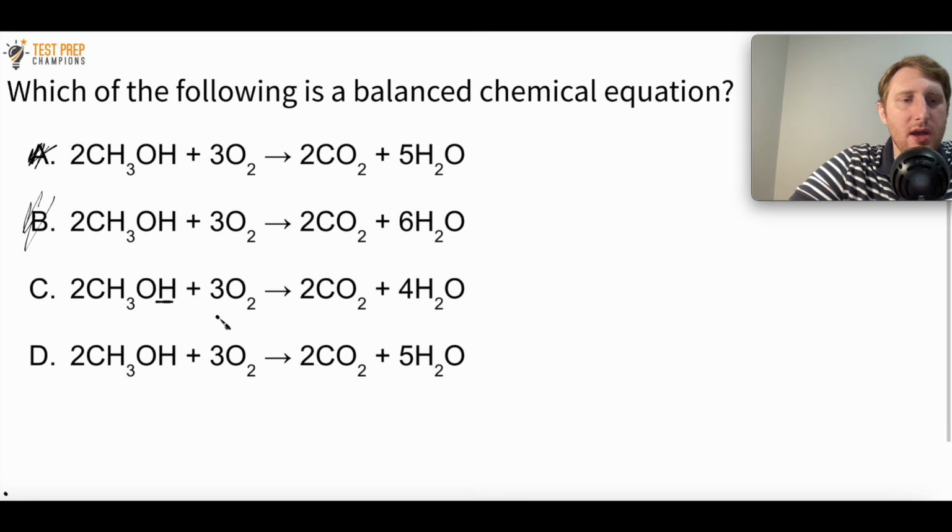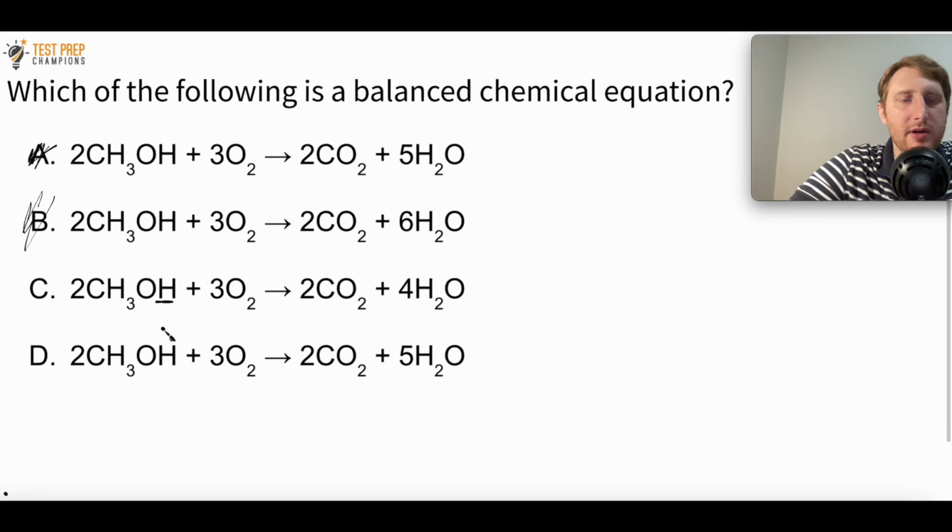Okay, so for the O's, I know that I've got this one O right here times 2 because I see this 2 out front here. So far I have 2 oxygens, or 2 O's. Then I also have this 3O2. So 3 times 2 is 6. So I get 6 from the 3O2, and then over here I have 2 O's. So in total, I've got 8 O's on the left-hand side.